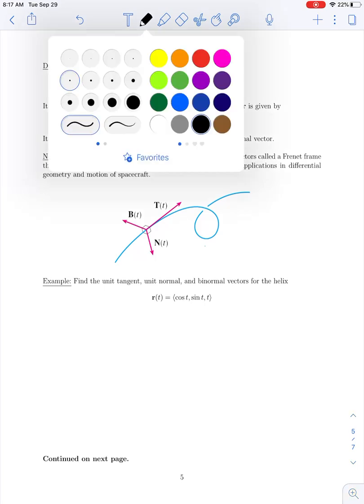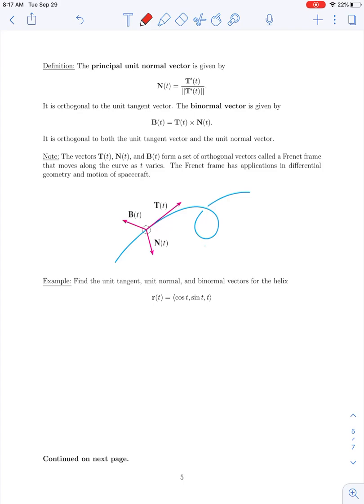Now some other vectors which we'll define that will go together with the unit tangent vector are called the principal unit normal vector, or sometimes just the unit normal vector for short. This would be the vector denoted as N(t), and it's defined as the derivative of the unit tangent vector, T'(t), divided by its magnitude. This, of course, gives us a unit vector which is orthogonal to our unit tangent vector.